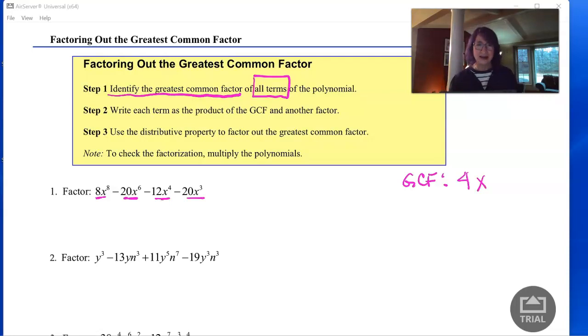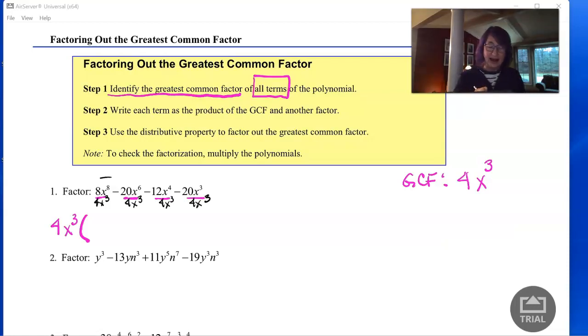Then I look at my variables. I see that there is an x that's present in all of those. So the smallest exponent is x cubed. So 4x cubed is going to be my greatest common factor. So I'm going to write that out front, followed by a set of parentheses. Now, when I take that greatest common factor, you can either do this in your head or you could write it out. So I can go ahead and write 4x cubed underneath each of these terms.